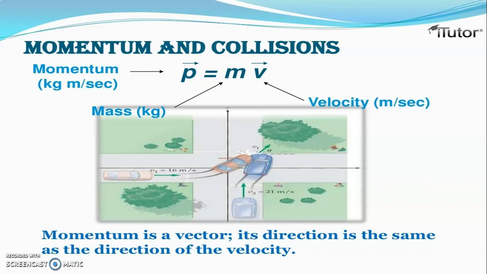Both cars collide with each other. After colliding, the change in velocity that occurs is due to their momentum, because both bodies have different masses.